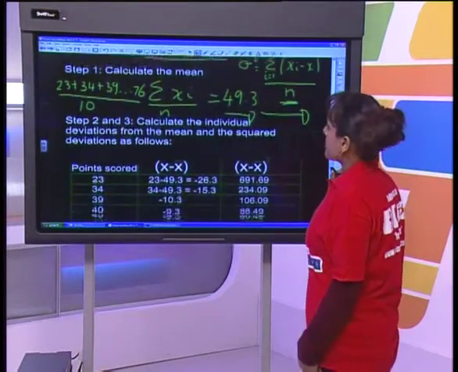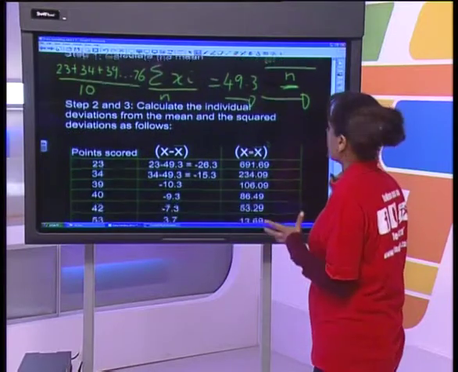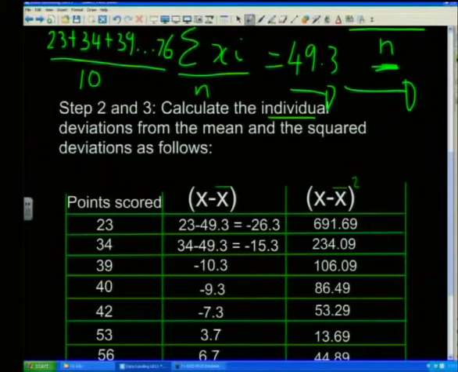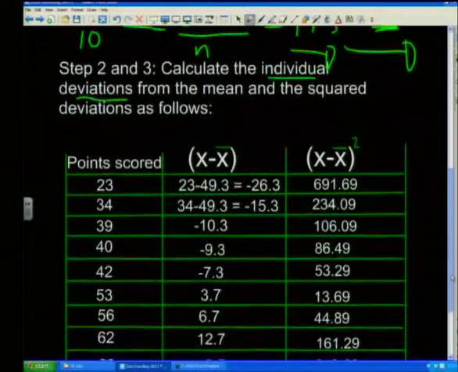So step 2 and 3, which I'm going to do together in this table, we calculate the individual deviations. Remember, individual deviations just means the difference between the x value and the mean. We calculate those differences, and then we square those differences, and then we add everything together, and we're going to plug it into our formula in a minute. I've done a few for you.